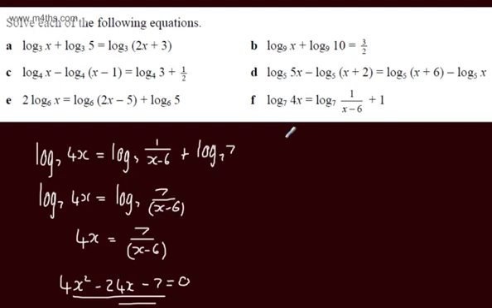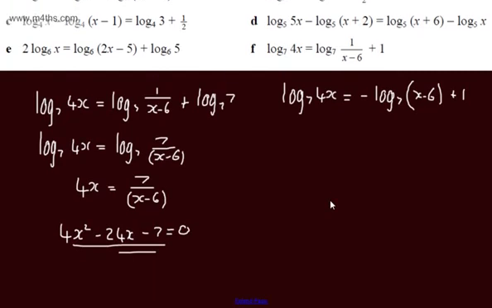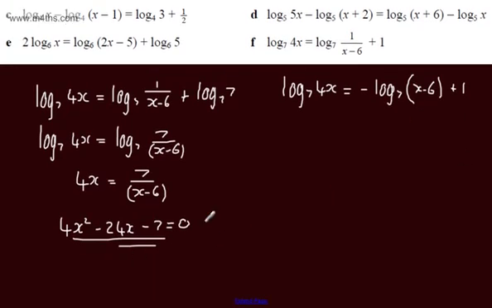An alternative approach: log to the base 7 of 4x equals, what we can do is write this as minus log to the base 7 of the quantity x minus 6 plus 1. Let's just see what I've done here. I've written 1 over x minus 6 now as minus log to the base 7 of x minus 6.